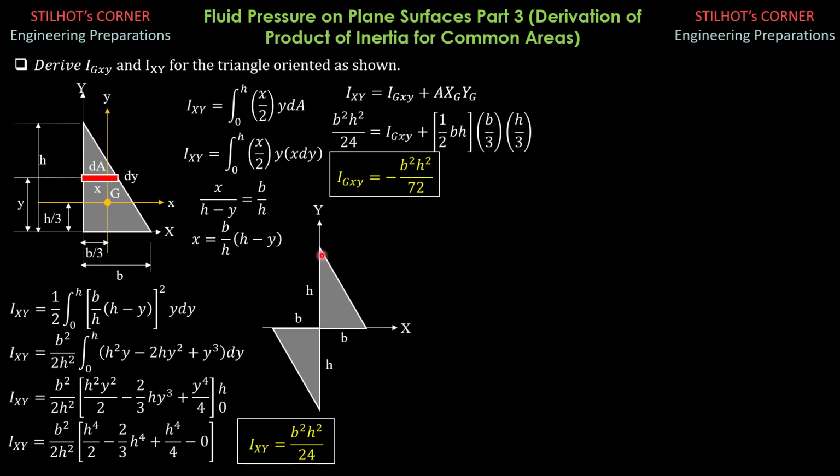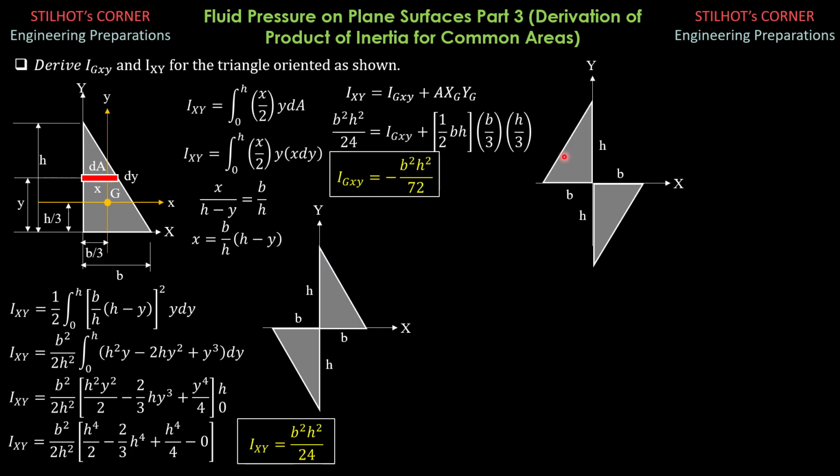So if the triangle is oriented in this manner in the first quadrant, which is the same case as here, and the same triangle is oriented in the third quadrant, symmetric with respect to the origin, the moment of inertia with respect to the xy axis would still be positive b square h square over 24 for this case, and the centroidal product of inertia would still be negative b square h square over 72, because this time most of the areas would lie in the second and in the fourth quadrant, as explained there also. So it's the same.